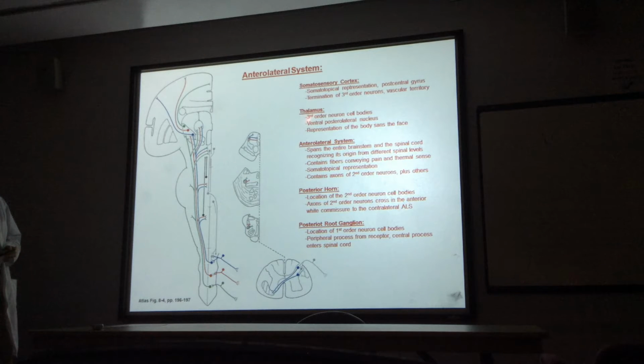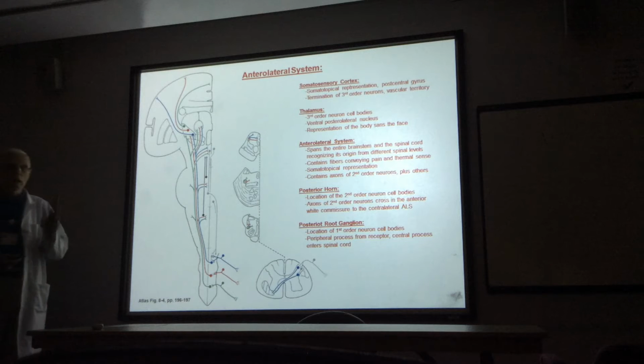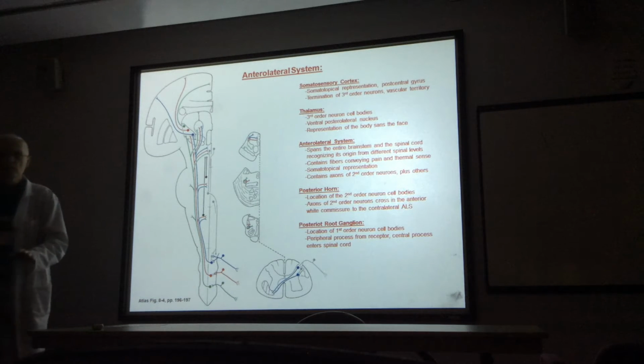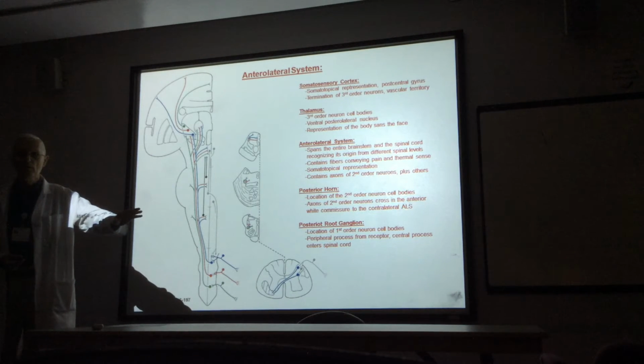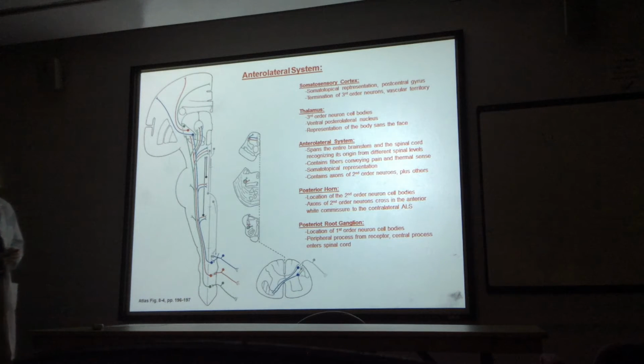The thalamus is the location of the third order neuron, which is in the ventral posterior lateral nucleus of the thalamus. And again, there's a representation of the entire body without the face, because the face comes in on the trigeminal system. And of course, it all gets to the sensory cortex, and it gets to its respective part of the sensory cortex.